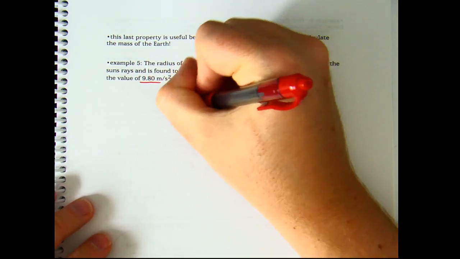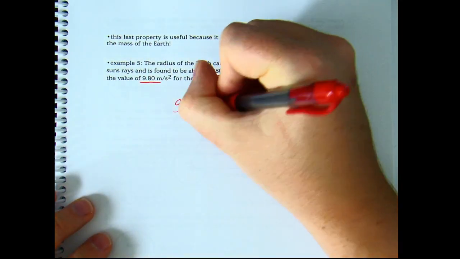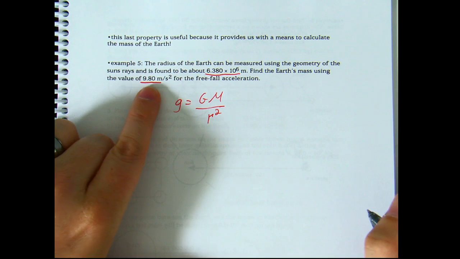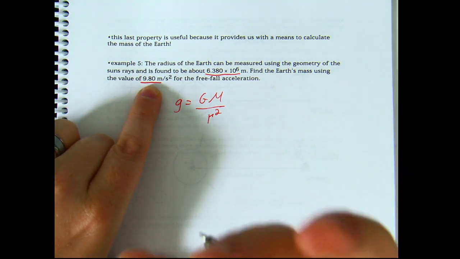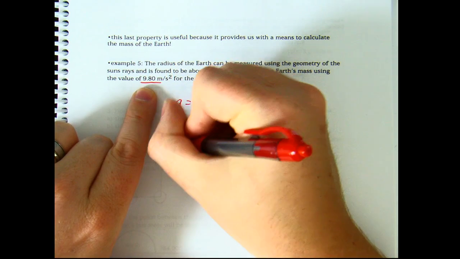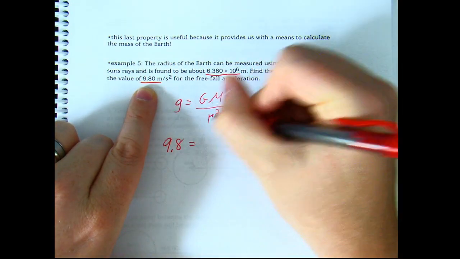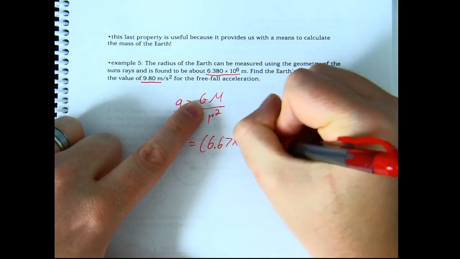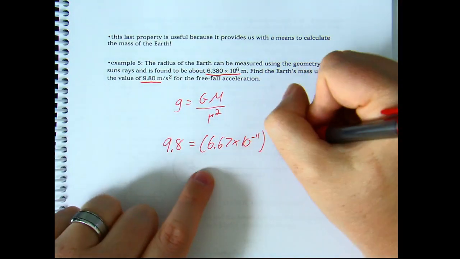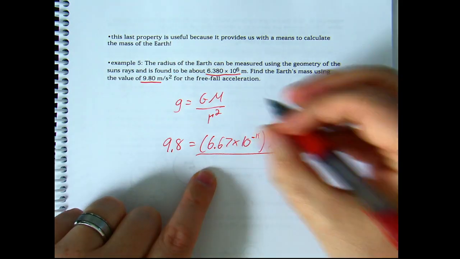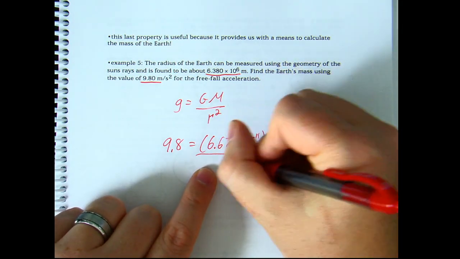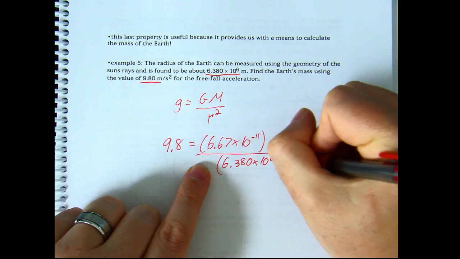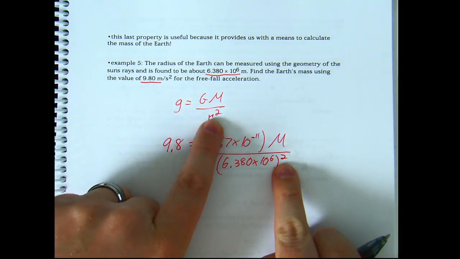So we know that little g is equal to big G times the mass of our planet divided by r squared. We have established experimentally that the free fall acceleration for an object around our planet and close to our planet is 9.8 meters per second squared. So little g is 9.8. The universal gravitational constant is 6.67 times 10 to the negative 11. We know we're looking for the mass of our planet. We know the radius of our planet is 6.380 times 10 to the 6 meters. And don't forget to square it. That is a mistake that is very common to make.